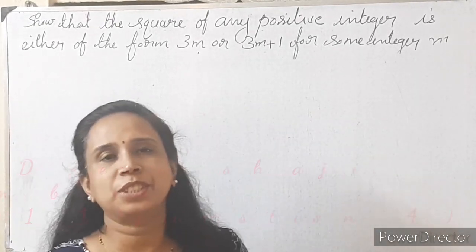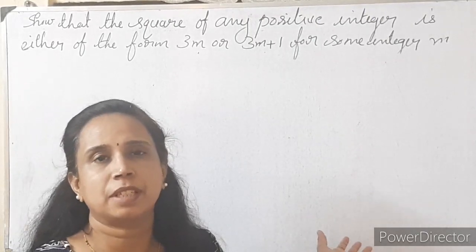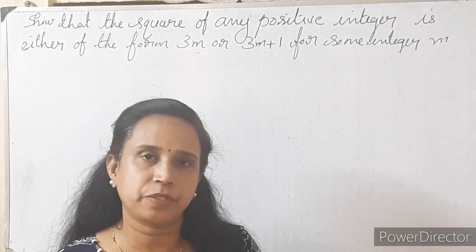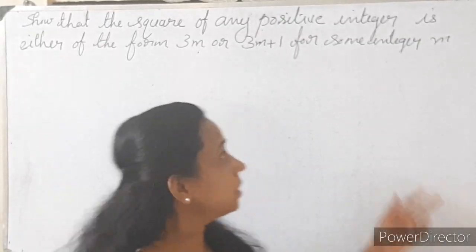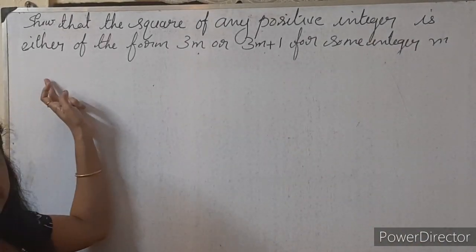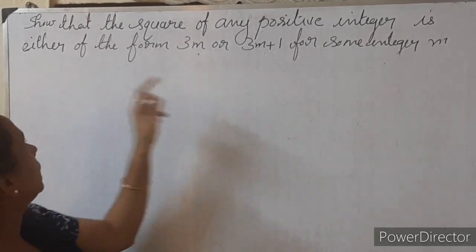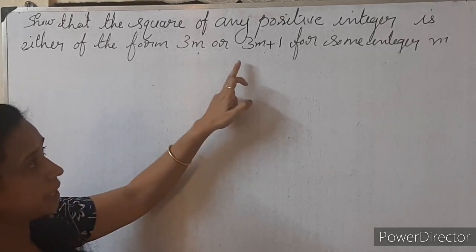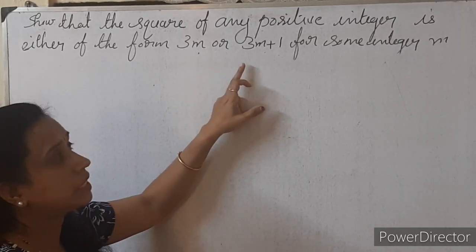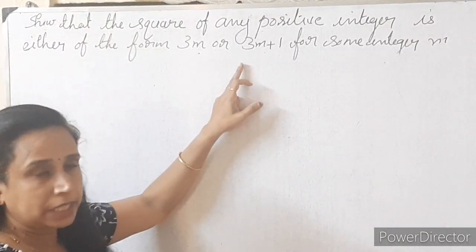In this session I would like to discuss the sum given in exercise 1.1 on real numbers, question number 4. Shall we see the question? Show that the square of any positive integer is either of the form 3m or 3m plus 1 for some integer m. Shall we see the answer?